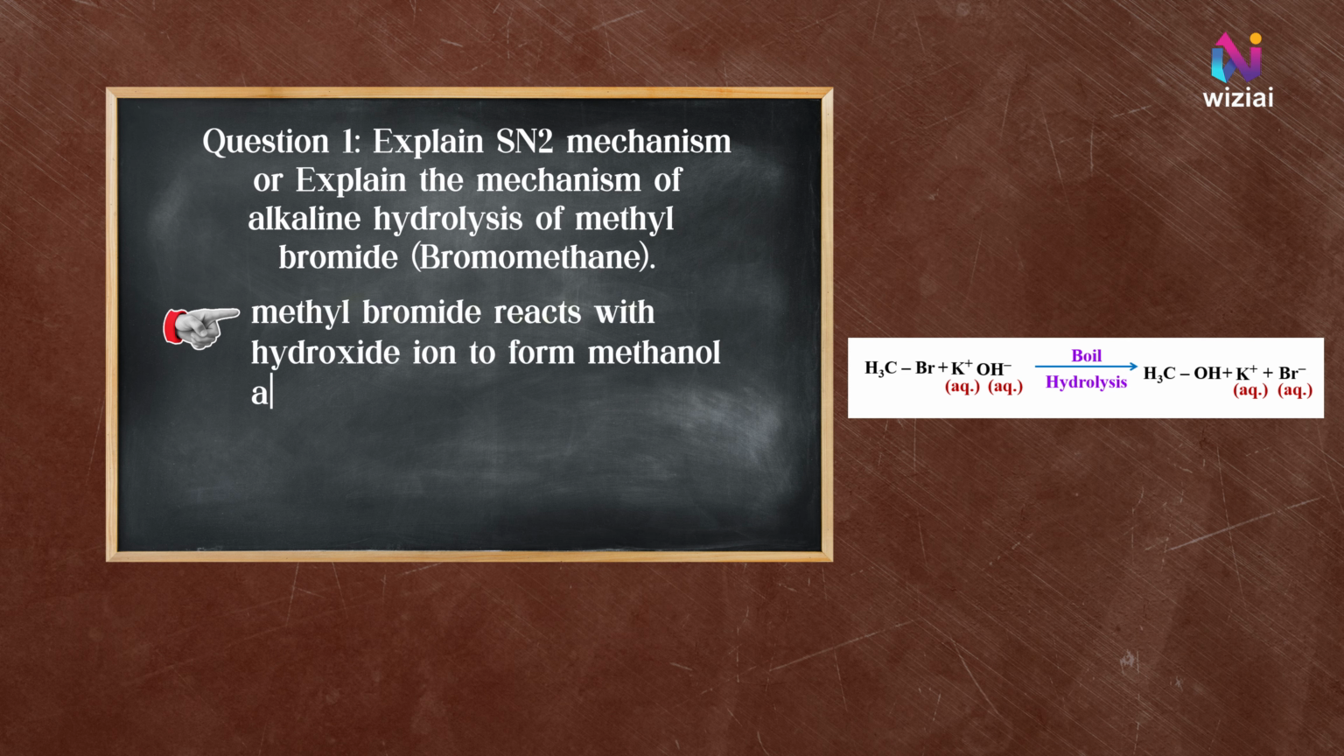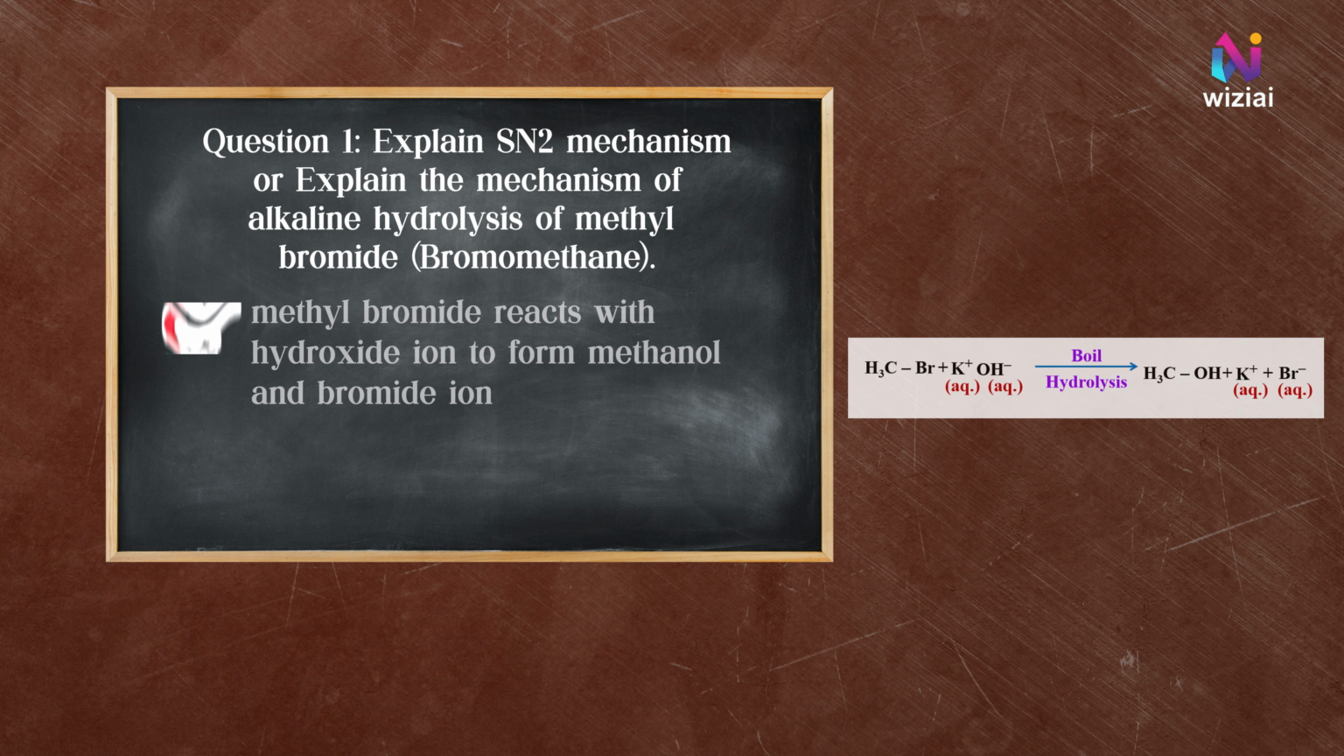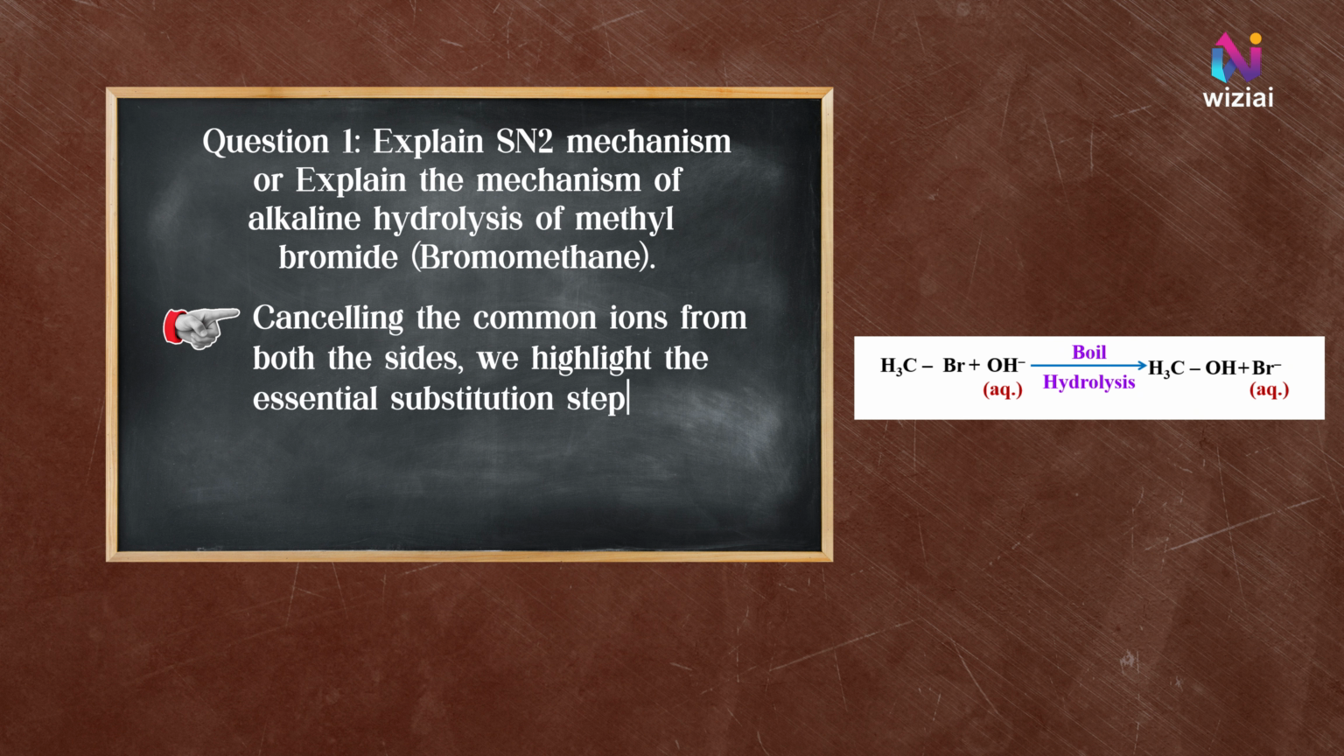Written in ionic form, the reaction looks like this. Methyl bromide reacts with hydroxide ion to form methanol and bromide ion. Notice that the potassium ion remains unchanged and acts as a spectator ion. By cancelling common ions, we highlight the essential substitution step, the nucleophilic attack of OH- replacing the leaving group Br-.